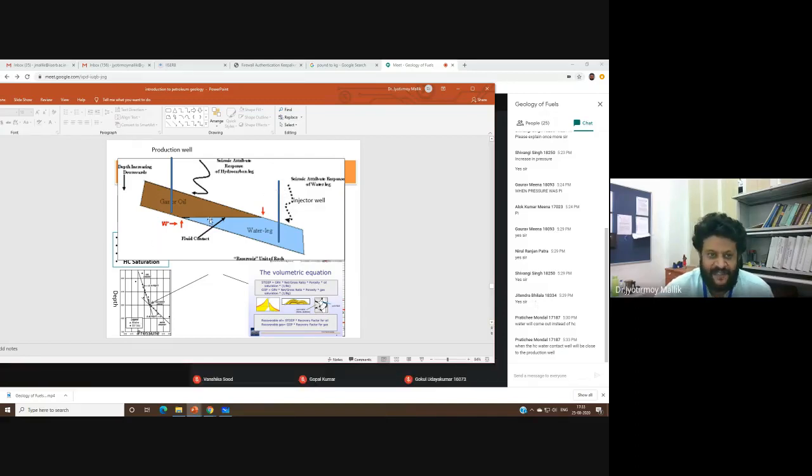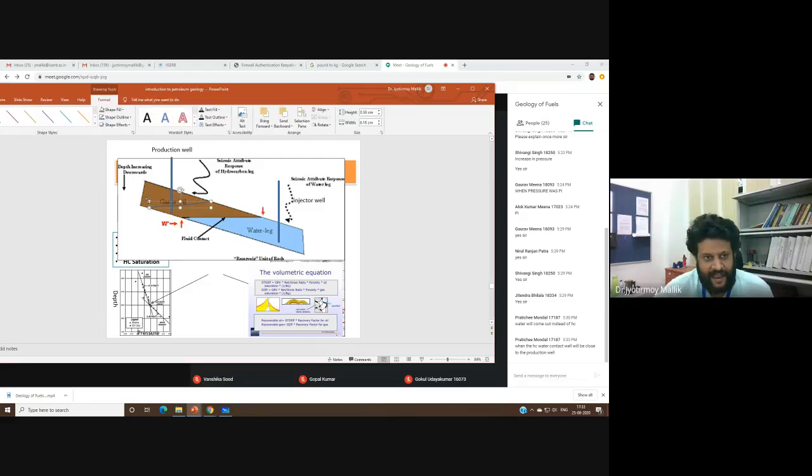Absolutely. So, what happens if I keep on producing the gas from the gas leg? This hydrocarbon contact, here it is the GWC, for example. This is the GWC. What would happen to the GWC? The GWC will keep on moving up, right? Because I have started producing already. So the GWC will not be there anymore.